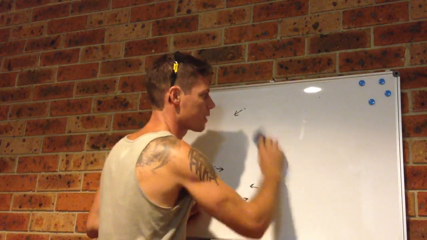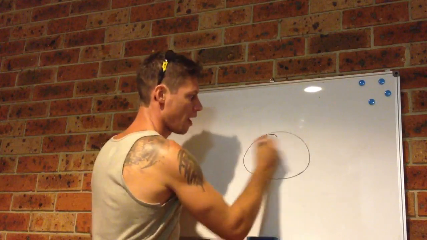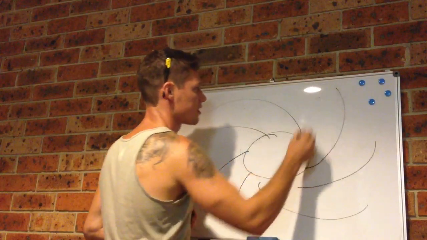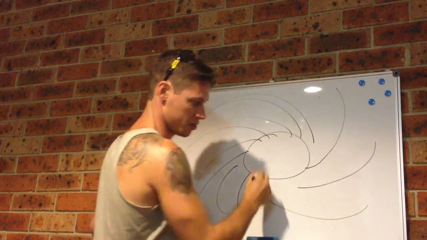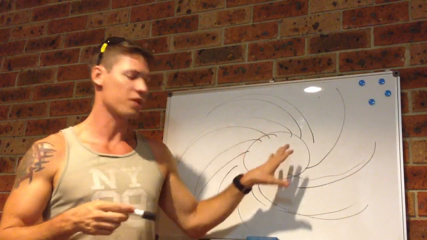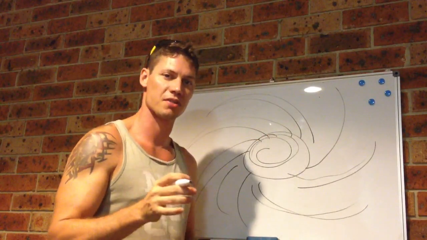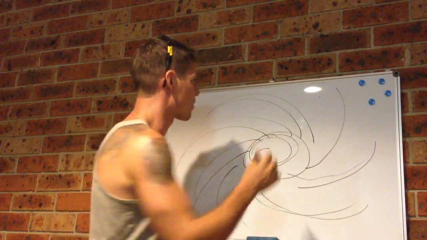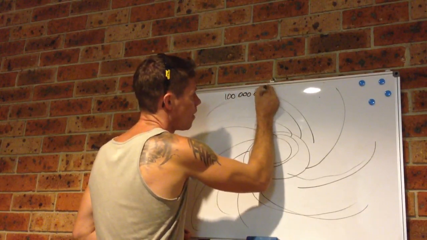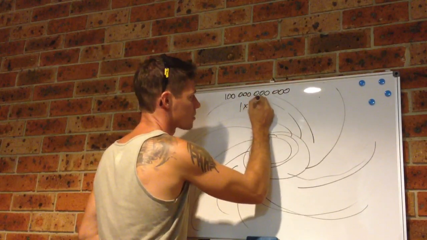Now, let's go bigger. Let's talk about the Milky Way galaxy. Now, you'll have to forgive my artistic talent. It's not the greatest. Okay, so first of all, inside the Milky Way galaxy, there are 100 billion stars. Now, that's such a big number that it's hard to understand, but just to write it down, we've got 100 billion stars, or 1 times 10 to the 11.